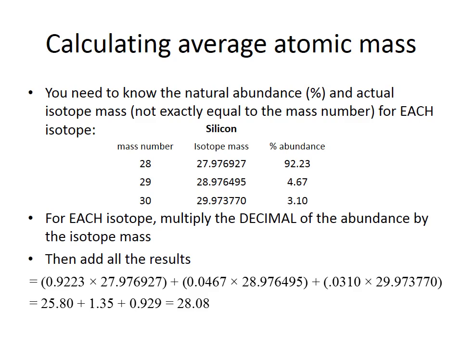When I finish multiplying these, remember I have to multiply first. After I multiply, then I add them together. I get 28.08. And if you look on the table for silicon, you find that that is about the average atomic mass that's shown on the periodic table.